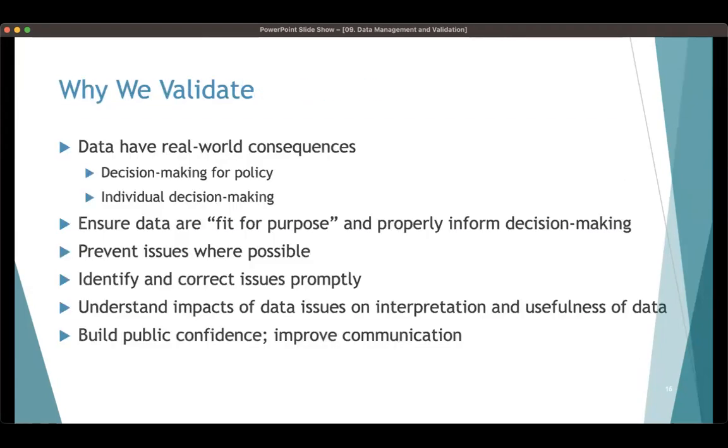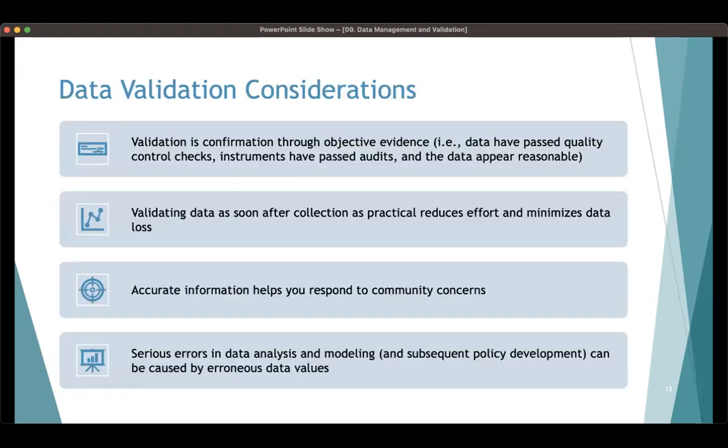Okay, we just discussed up to this point why we validate this data. Then we'll move to the data validation considerations. Okay, now we'll move to the data validation considerations. What are the data validation considerations?